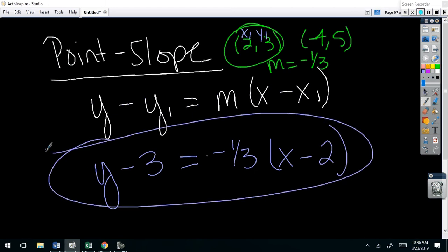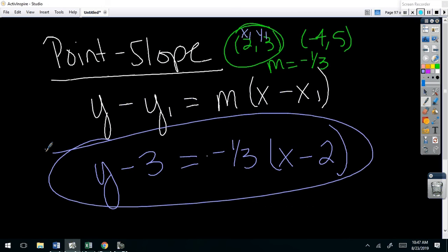You can leave it just like that. It is a perfectly acceptable form for the equation of a line. Wasn't that easier? There wasn't any manipulation to it. It was just plug and chug. Well, if it asks you for slope-intercept form, yeah, you could solve it and go. But if it just asks you for the equation of a line and it doesn't specify, leave it like that, because that's definitely an accepted form of a line.